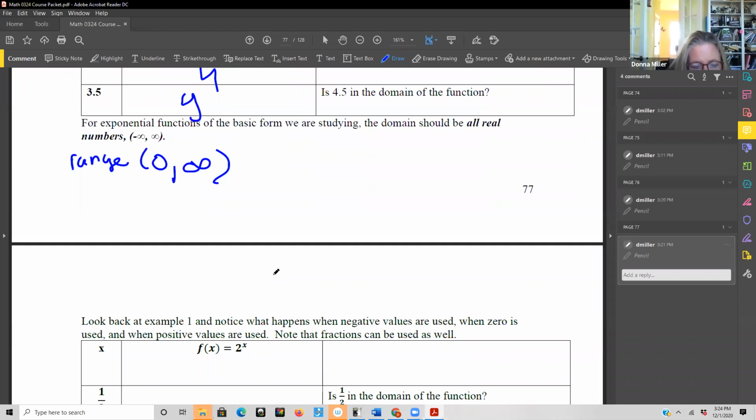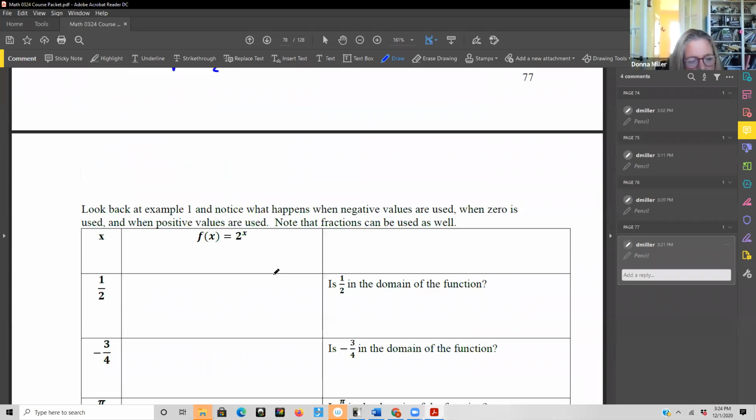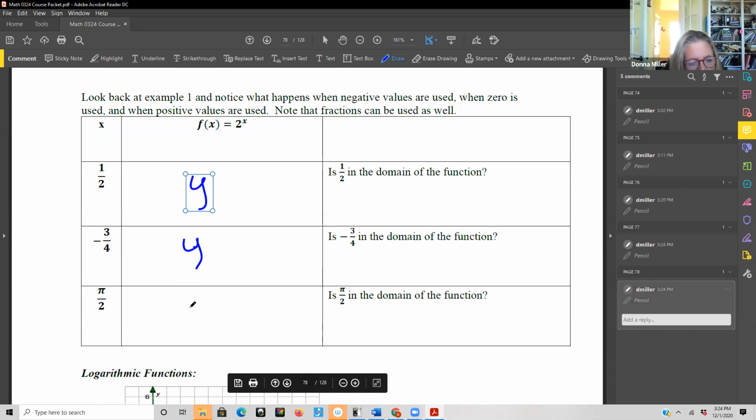So how does that fit? Oh, these are yeses. I'm sorry. She's got it, it's every real number, right? It can be anything we want. Okay. All right. So how does that fit with logarithms?